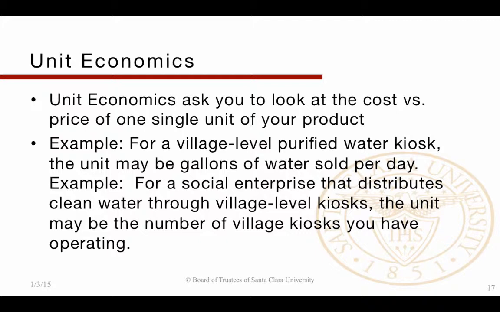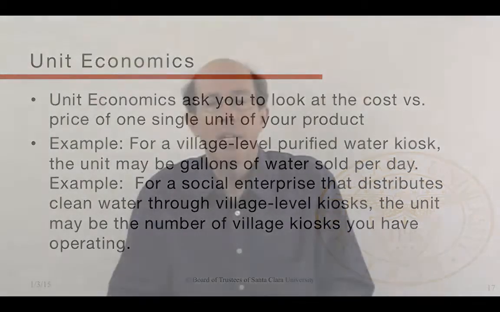But for a social enterprise that distributes water and water purification equipment to village level kiosks, the unit might be the number of kiosks operating. So for them, having just 1 or 2 or even 5 kiosks is also probably not a sustainable or profitable business. But instead they need 10 or 50 or 100 kiosks to be a profitable business.